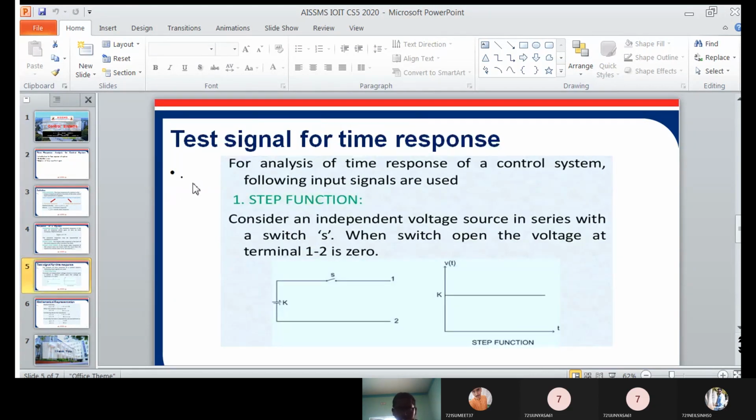As an example of a test signal, here we are considering a circuit with a step function, or step input, to a control system. In this case, on the left hand side, this is a circuit having a voltage source and one switch. When the switch is closed, voltage will be supplied, maybe 1 volt or 2 volts. Accordingly, the output of that step function will be fixed at 1 or 2 volts like this.